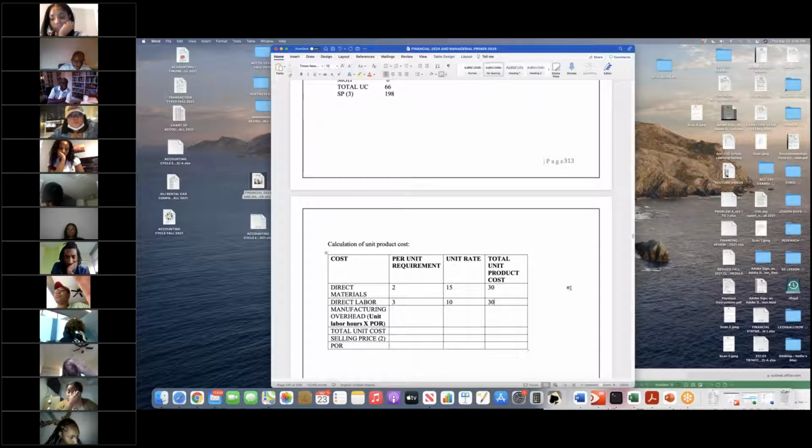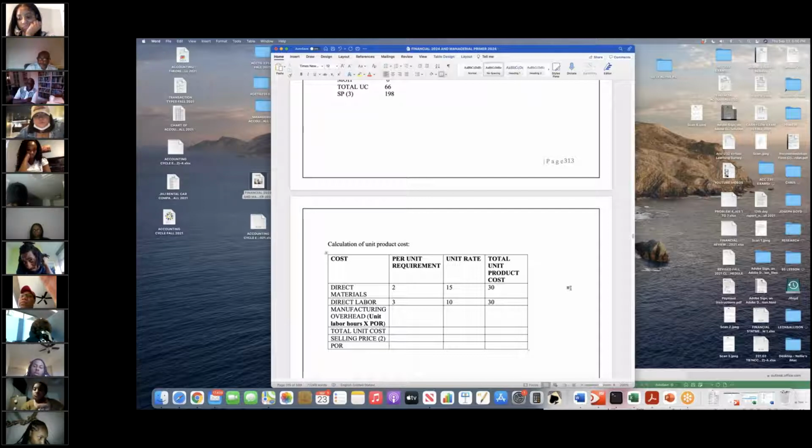Now the manufacturing overhead, because a lot of times we're going to make more than one product. A lot of times.